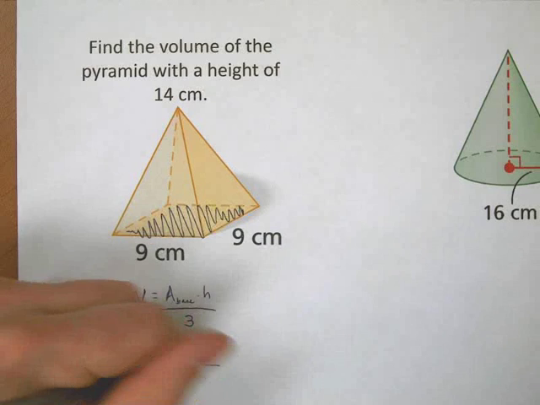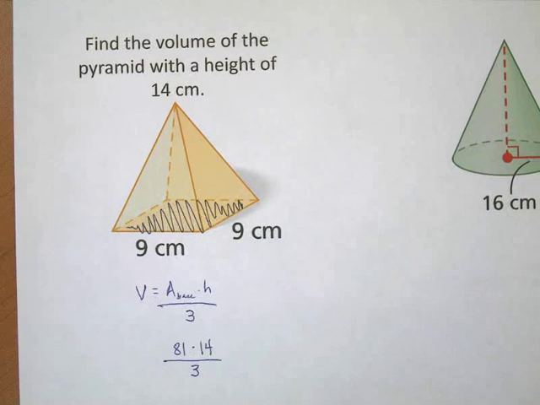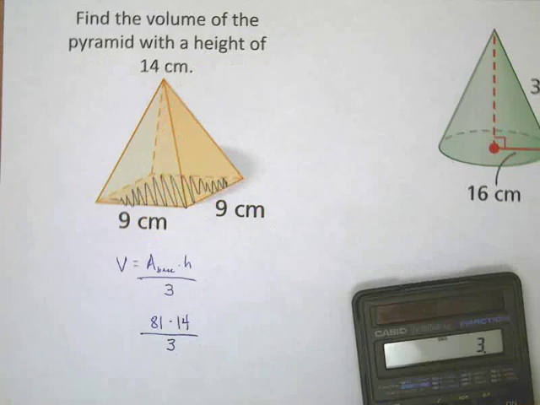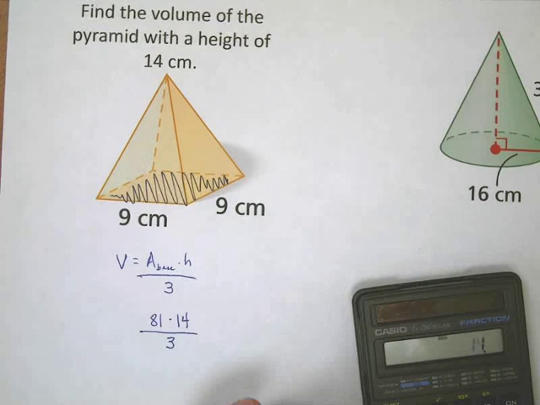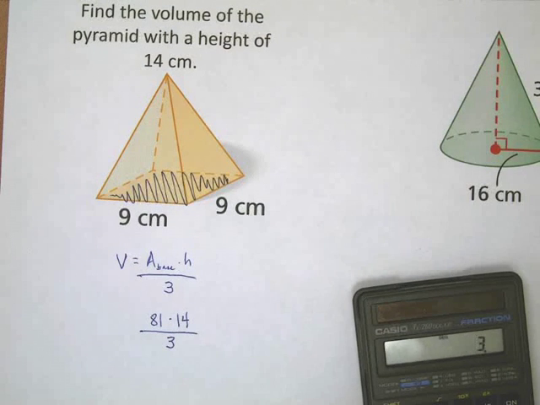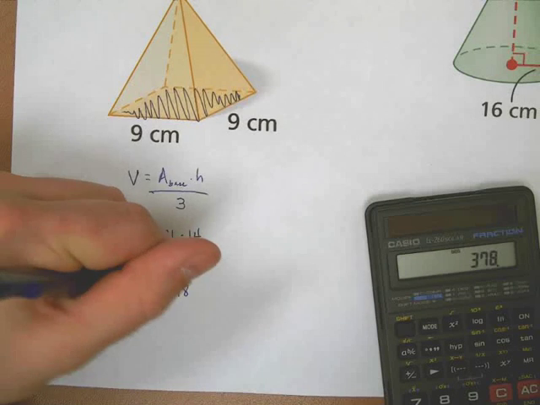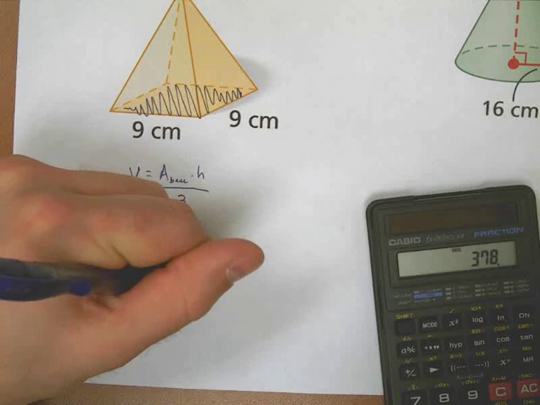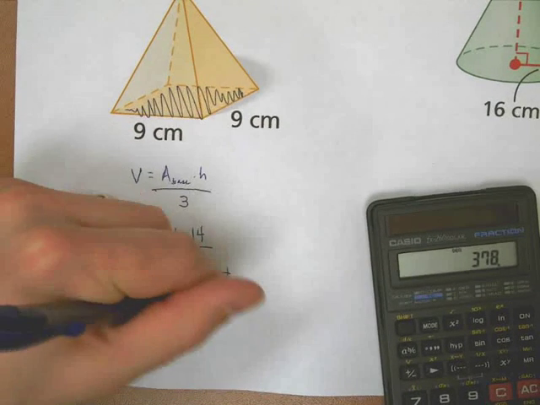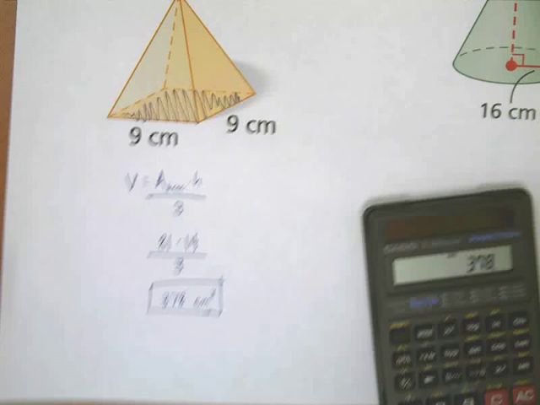If that was a prism, we'd be done, but because it's a pyramid, we have to divide by 3 because it comes to a point. So we take 81 times 14, which is 1134, divide it by 3, which is 378. It's 378 cubic centimeters. Pretty straightforward, right?